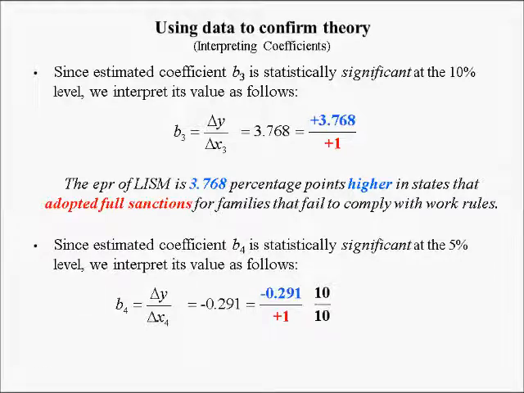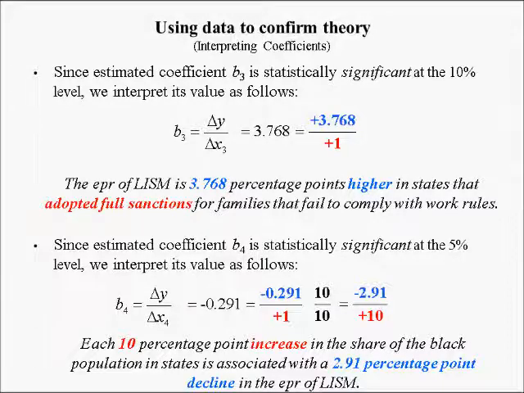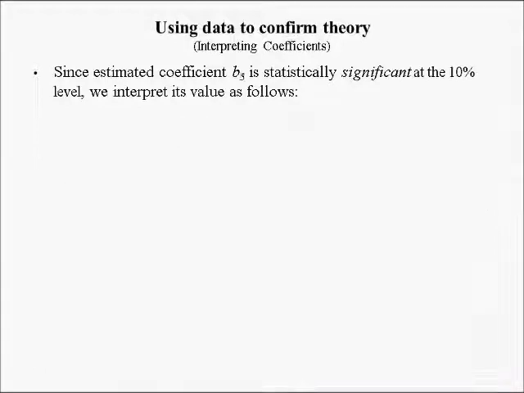Now I'm going to multiply it by 10 over 10, because 10 divided by 10 times negative 0.291 divided by 1 is still negative 0.291. If you don't believe me, plug it into a calculator and you'll find out that what I'm saying is true. So now we have negative 2.91 divided by 10, which is still negative 0.291. That's much easier to interpret. So each 10 percentage point increase in the share of the black population in states is associated with a 2.91 percentage point decline in the employment population ratio of low-income single mothers.